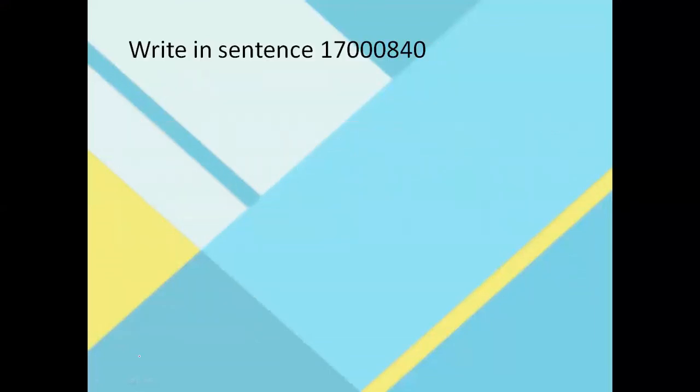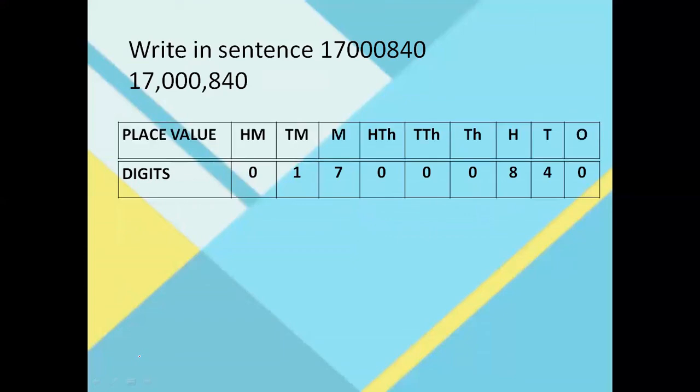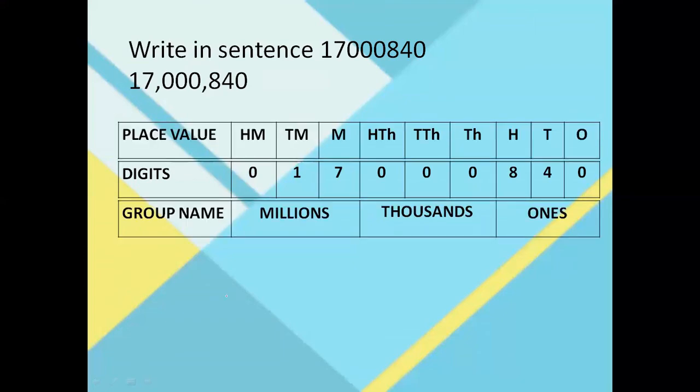Let's see the second one. Write in sentence. The rule is very simple. Place the comma to understand the number. So place the comma after every 3 digits counting from the right side. Let me show the table. When you are using the table, make sure that you are filling the digits from the right side. Otherwise, there will be an error in the place value.